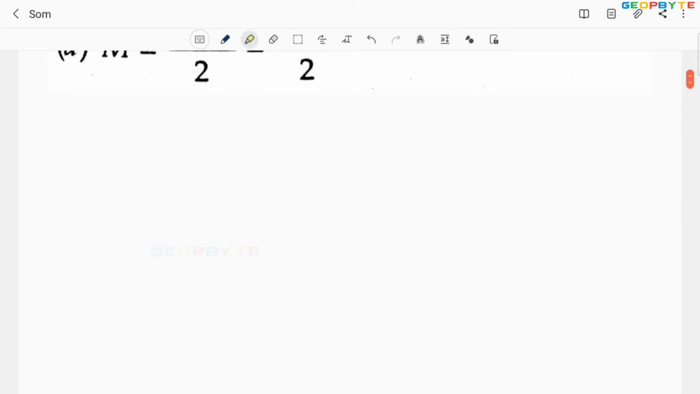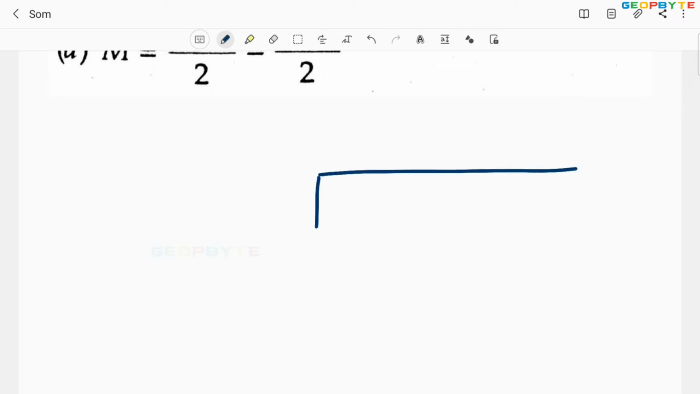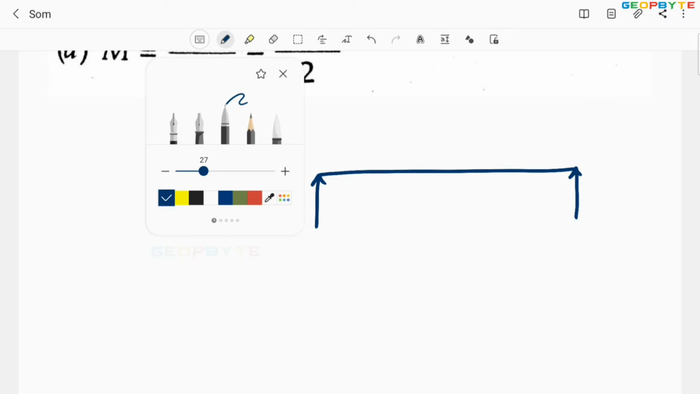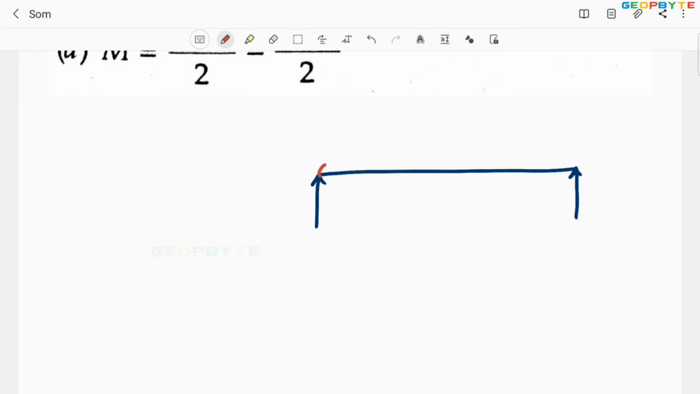For that, let us construct the simply supported beam. This is a beam. It is carrying a uniformly distributed load. The uniformly distributed load can be generally marked like this. This is the UDL, uniformly distributed load. The magnitude of that load is W, which is in newton per meter.